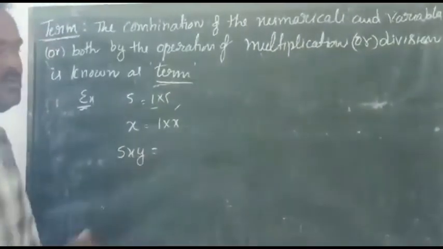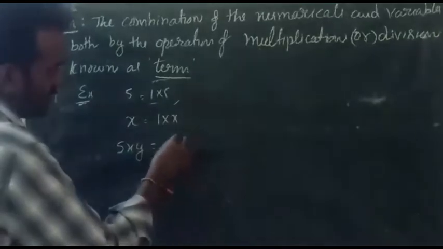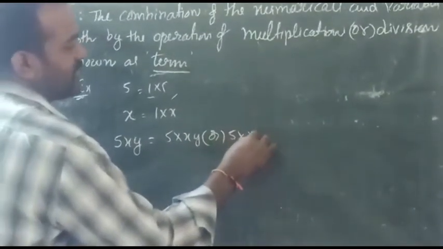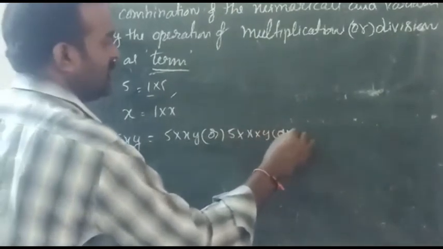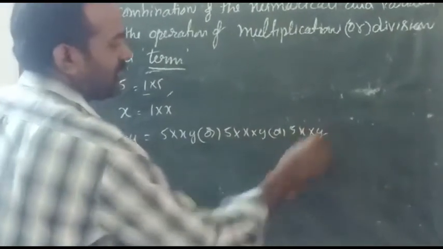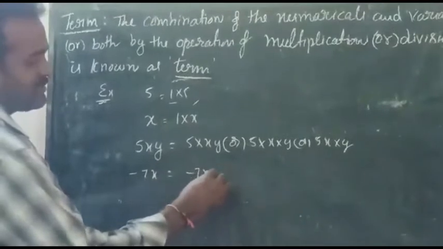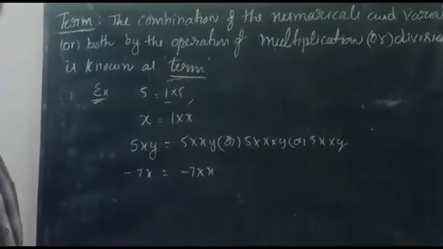Next, 5xy is equal to 5 into xy, or like this, 5 into x into y, or like this, 5x into y. You can write any one, no problem. Next, minus 7x is equal to minus 7 into x, or minus 1 into 7 into x.